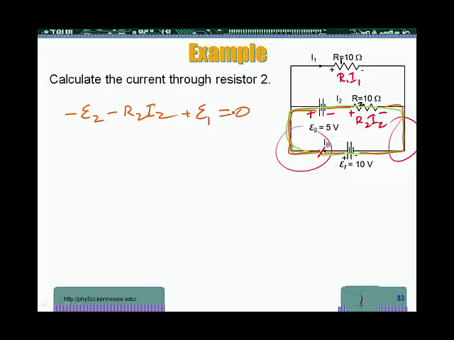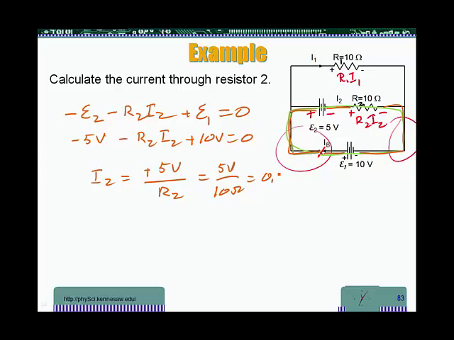So in this case, E1 and E2 are known, so this is minus 5 volts, minus R2 I2 plus 10 volts is equal to 0. So I move this to the other side, so it is plus 5 volts over R2, which is going to be, in this case, 5 volts over 10 ohms, so 0.5 amps. That's I2.